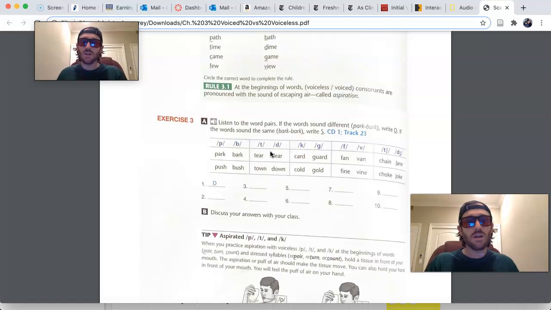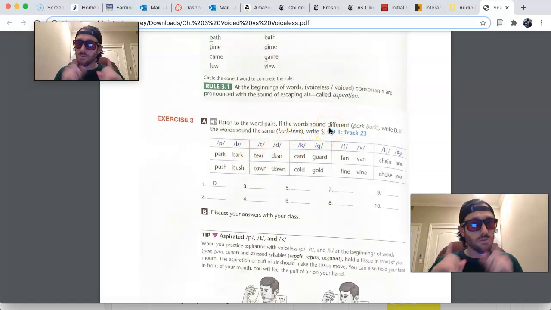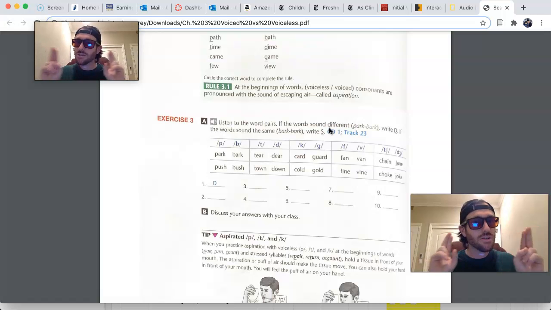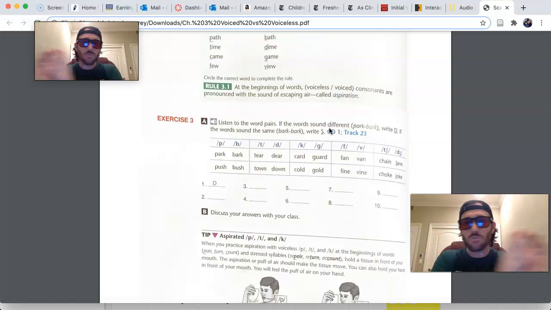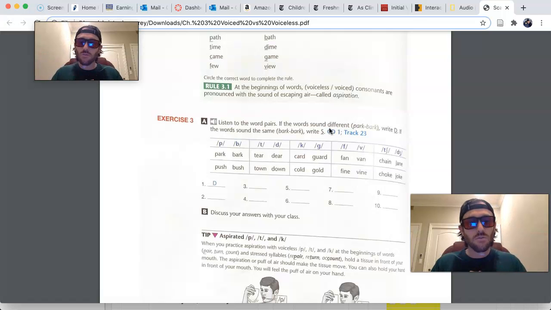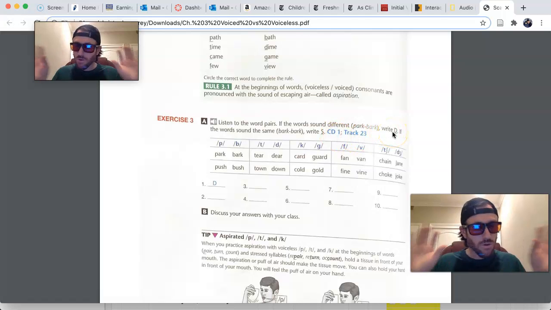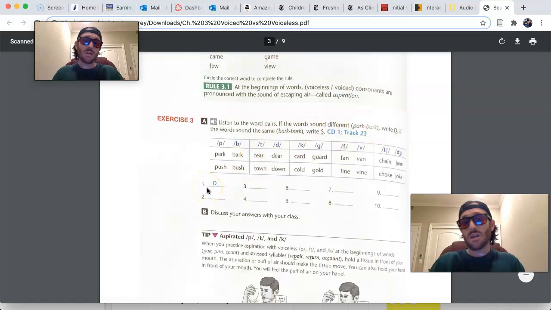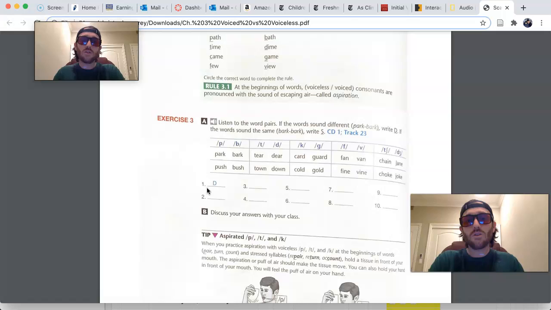For exercise 3, you're going to hear two sets of words. If the words sound different from one another, the initial consonant sound you think is different, you hear aspiration for one and not the other, or you hear voicing, vibration for the one and not the other, you're going to put D for different. Okay, different words, D, different. If the words are the same, then you're going to put S, right? If you don't hear a difference between those initial consonant sounds, put S for same.